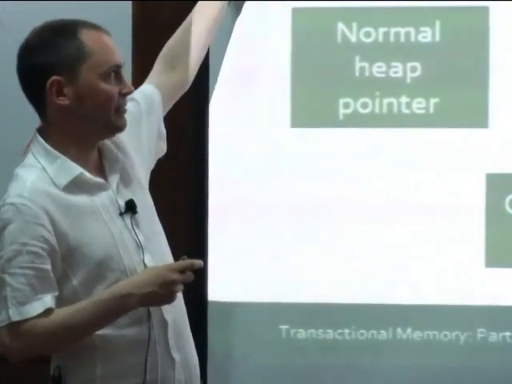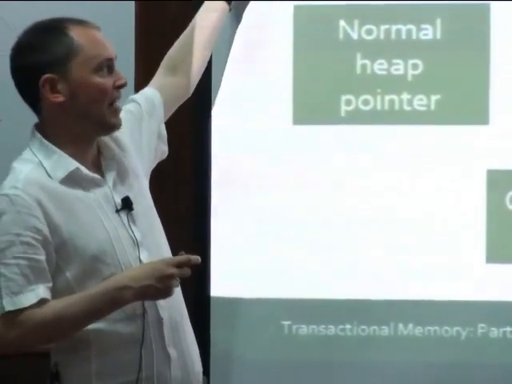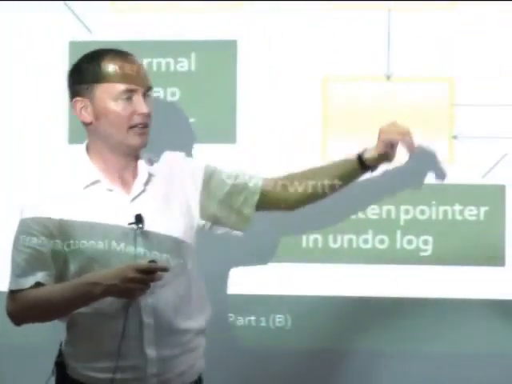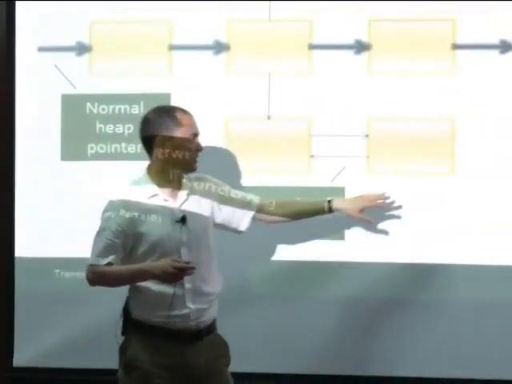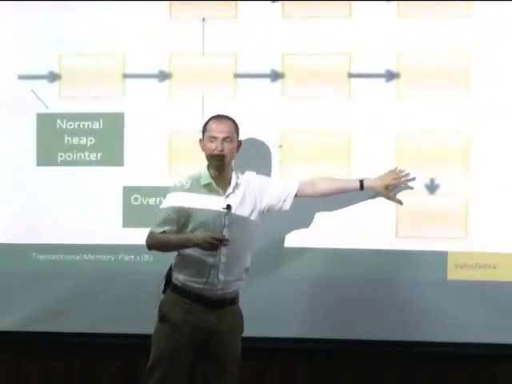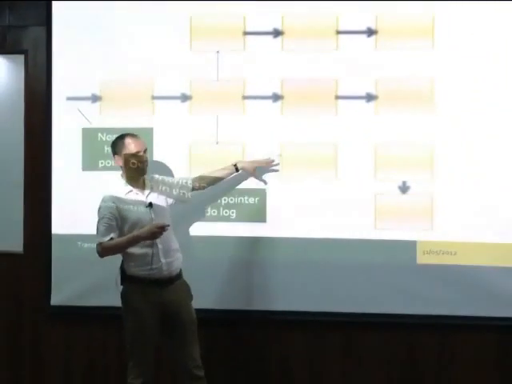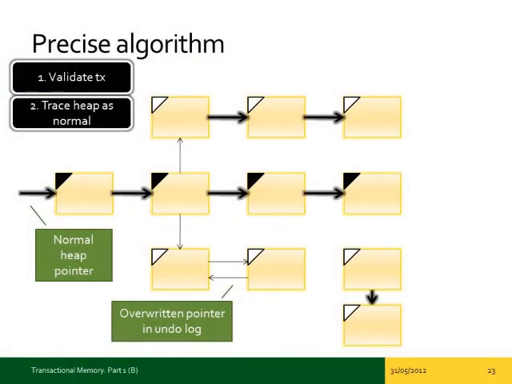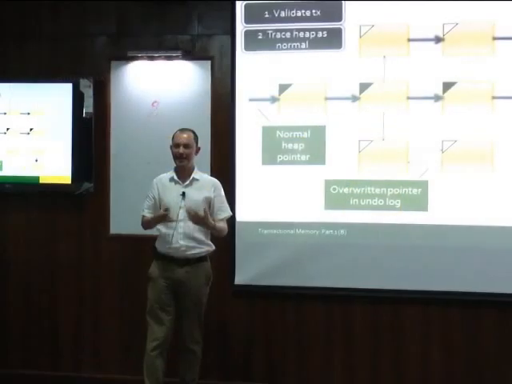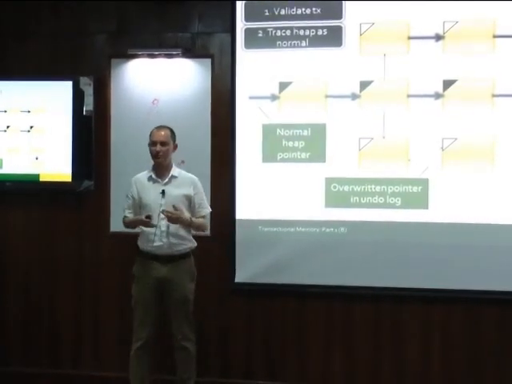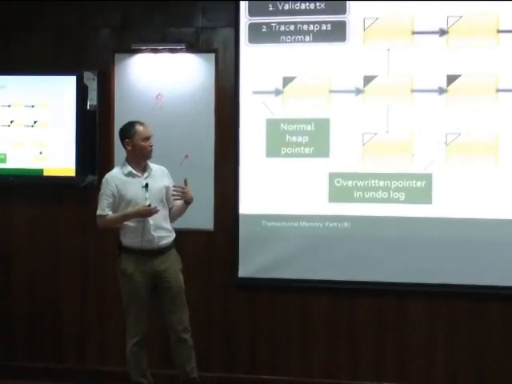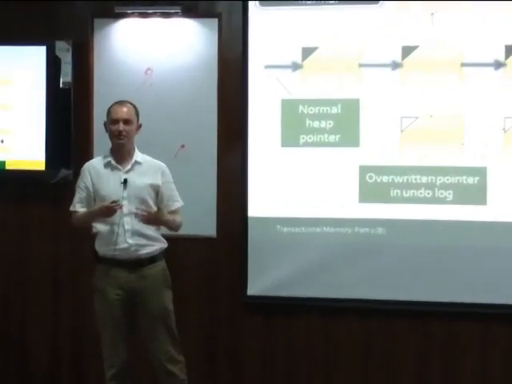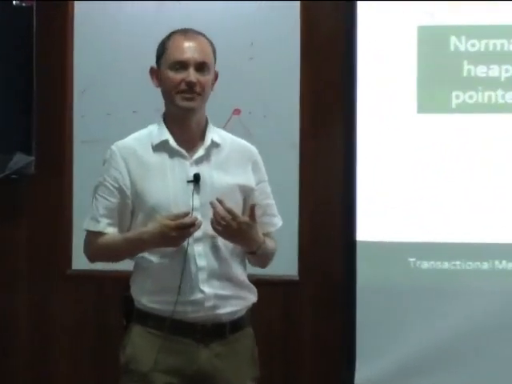So maybe there's a local variable root pointer here, and that makes this spine of the list reachable. And then there's other bits of the heap that have been manipulated by transactions, some of which are unreachable from the rest of the heap, others of which have become unreachable because of the updates transactions have done. So we start out by validating transactions, as I said, and rolling back any that have experienced conflicts already, and then performing a normal garbage collection using the state of the heap that the transactions have left it in.